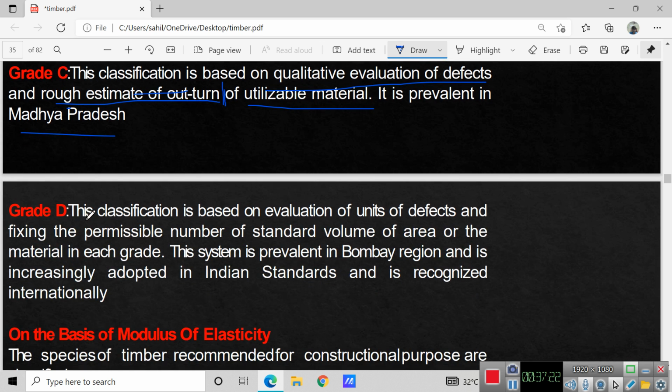Now in grade D, this classification is based on the evaluation of units of defect and fixing the permissible number of standard volume of area or the material in each grade. This system is prevalent in Bombay region and is increasingly adopted in Indian standards and is recognized internationally. So grade D is important as it is being recognized by Indian standards and also internationally.